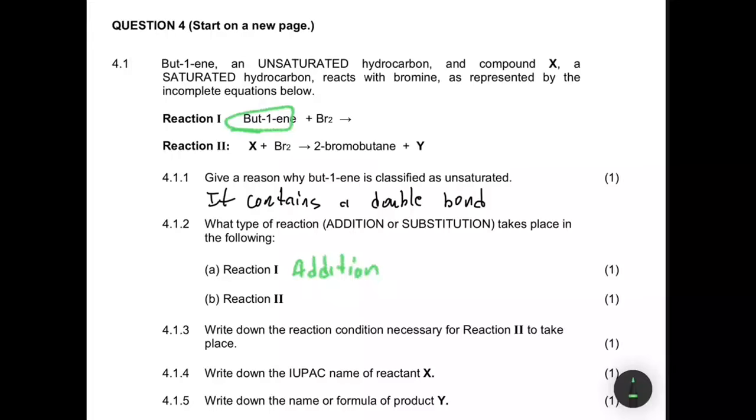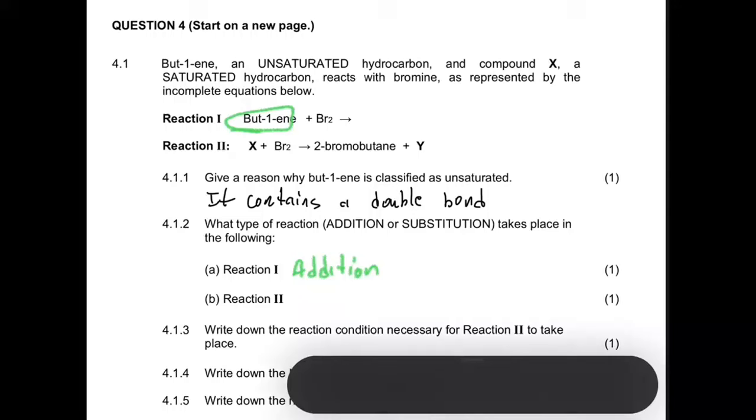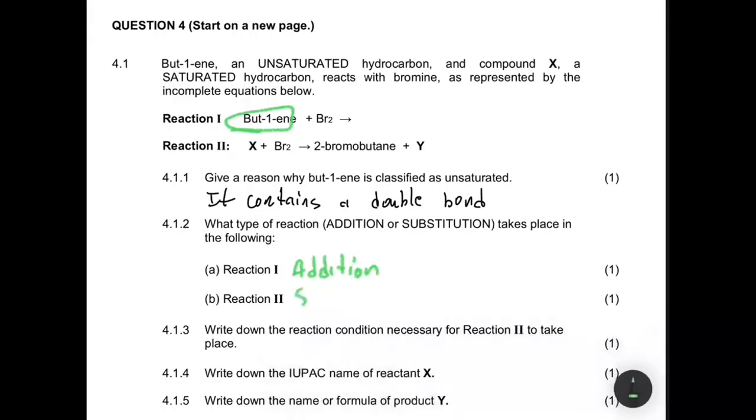Reaction number 2, we have X, which is said to be a saturated hydrocarbon, right? So it's an alkane, and then we are adding bromine. So an alkane can only go elimination or substitution, right? But then we are already told here that we have to choose between addition or substitution, right? So clearly our answer here will be substitution. So for B, we have substitution.